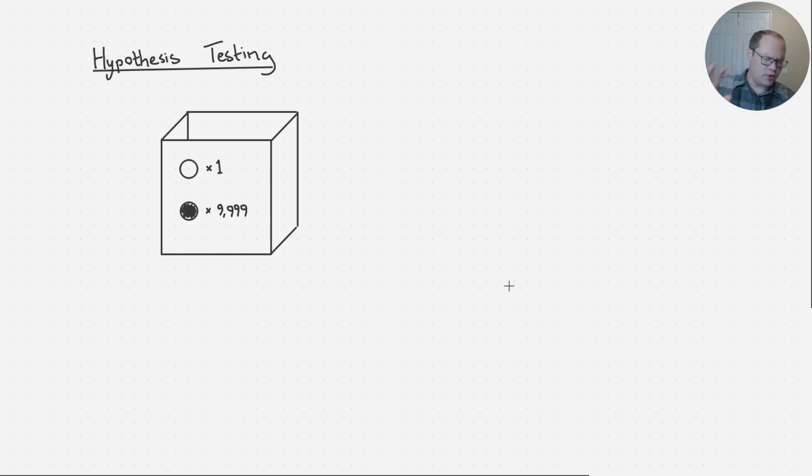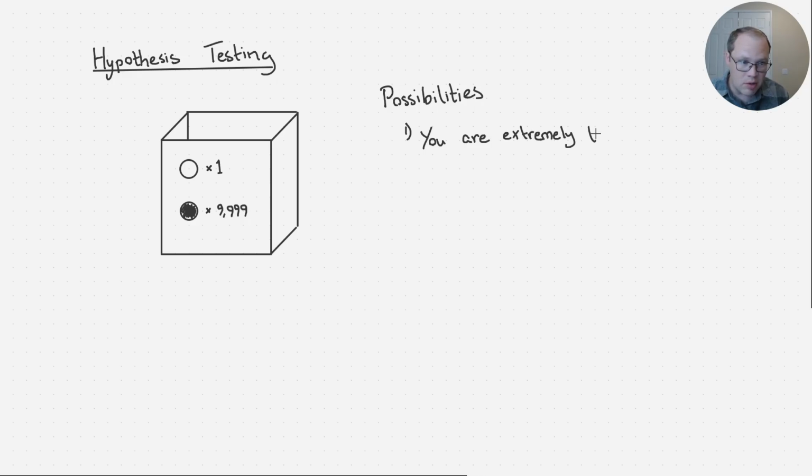So you close your eyes, you reach into the box, move all the marbles around, make sure they're well mixed up, and you pull one marble out of the box. And it's white. So what does that mean? There's a couple of possibilities. If you pull out a white marble, possibility one is you are extremely lucky. There was only one white marble out of all those 10,000 marbles, and you managed to pick it. Well done. But there's another possibility.